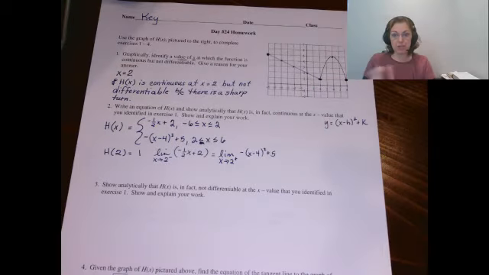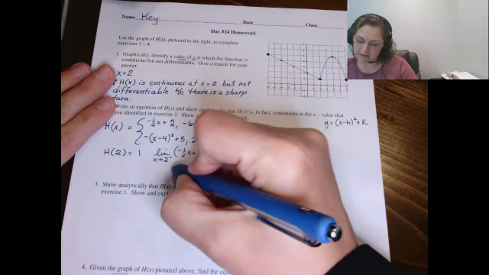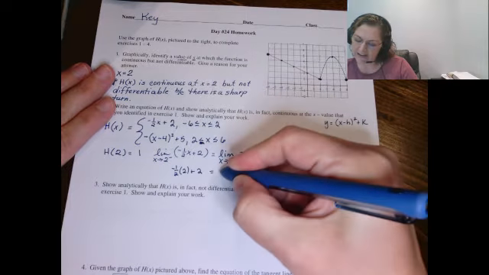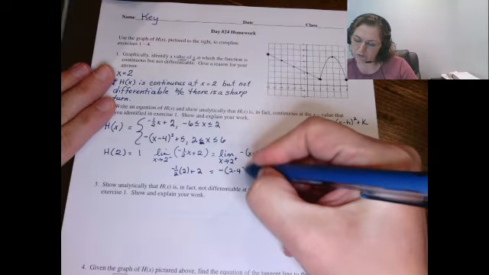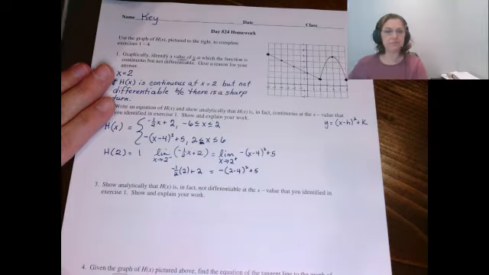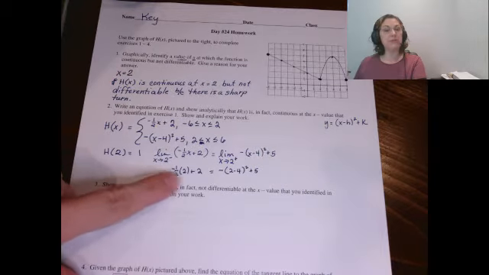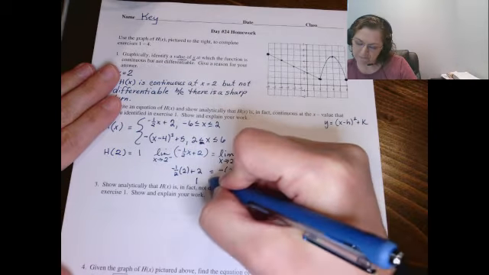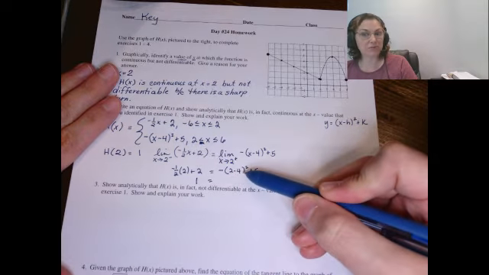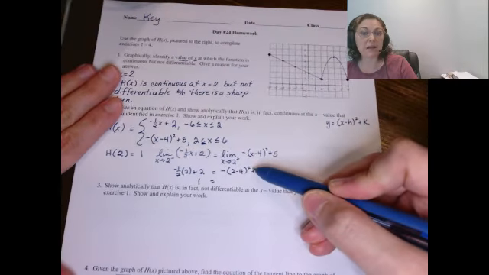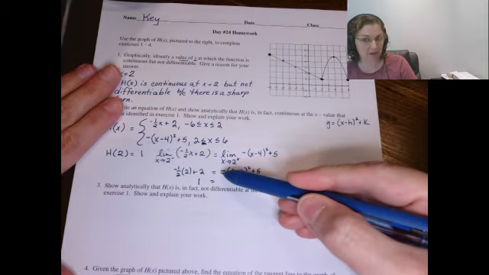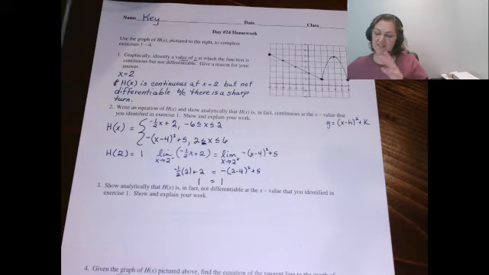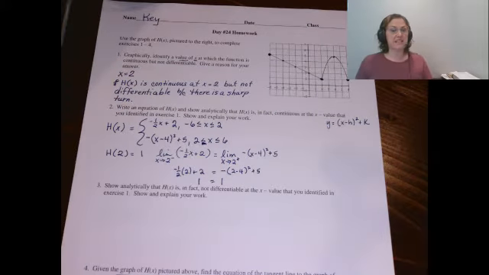Now let's plug in 2 on both of these and see what we get. I get negative 1/2 times 2 plus 2, and I get negative 2 minus 4 squared plus 5. So negative 1/2 times 2 gives me negative 1, and negative 1 plus 2 gives me 1. Then I've got 2 minus 4, which is negative 2, squared gives me positive 4, but I'm going to put a negative on it. And so I've got negative 4 plus 5, which gives me 1. And that's how I've shown that it is continuous.